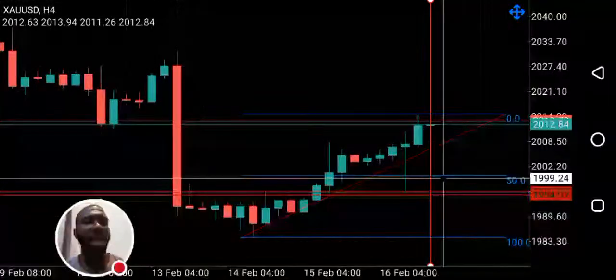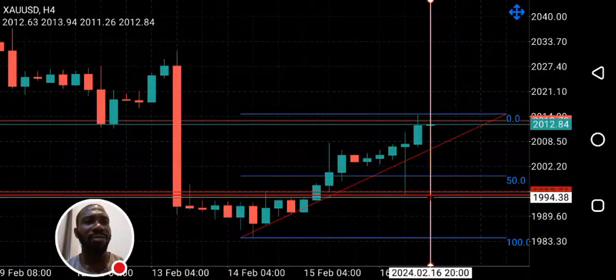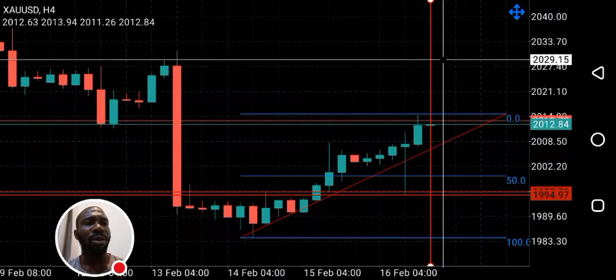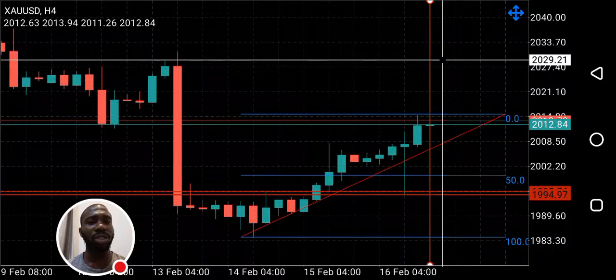So it is likely price would also come test this fair value gap before it continues with its bullish move. So I would not advise that you jump in and start buying gold at the current market price. The risk is too high. Patiently wait for price to pull back. If price does not pull back, let it go and wait for the next opportunity. So it's either price pulls back to fill that fair value gap for me to buy gold, or I'll just let it go. I hope that is clear.